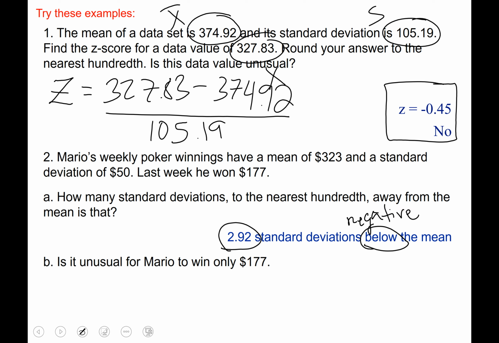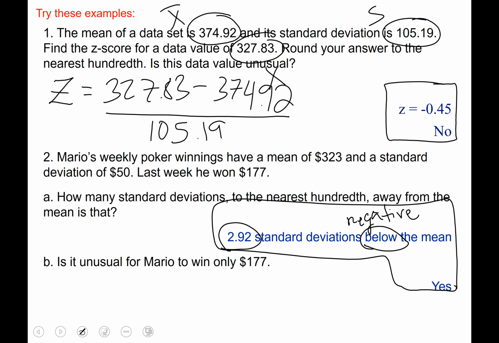And is that unusual for Mario to win only $177? If you said yes, that is unusual for Mario to only win that much, then you got it right. So these are the 2 correct answers in blue. And if you got it wrong, let's check your work.